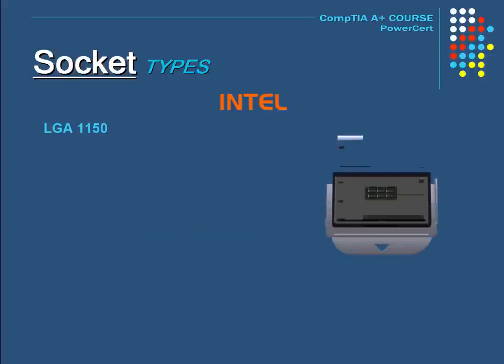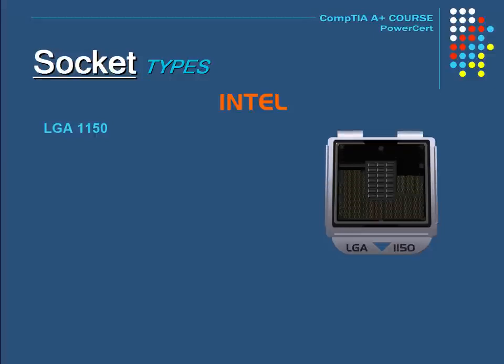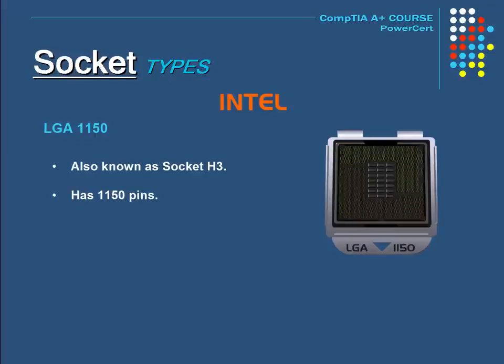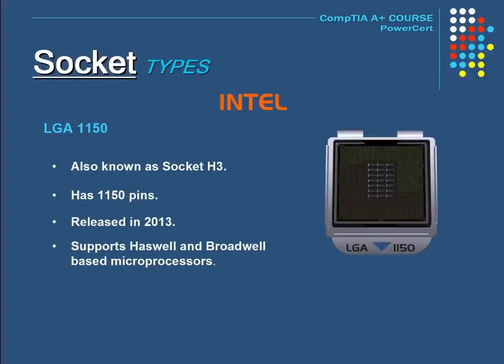And next is the LGA 1150, and this is also known as socket H3, and this has 1150 pins and was released in 2013. The LGA 1150 supports Haswell and Broadwell based microprocessors and has succeeded the LGA 1155.